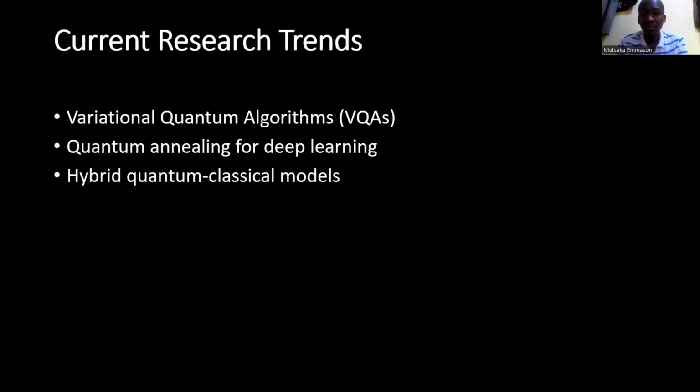So it optimizes deep learning models. For instance, it uses the neural networks. Then we have the hybrid quantum-classical models, whereby it combines the strengths of quantum and classical computing, like k-means clustering and then the neural networks.